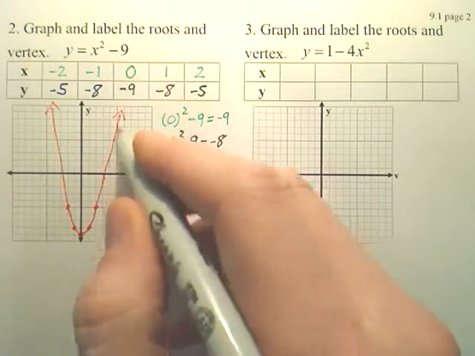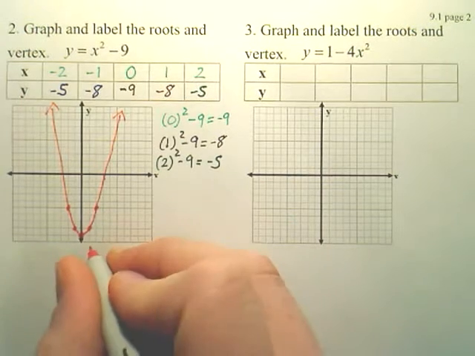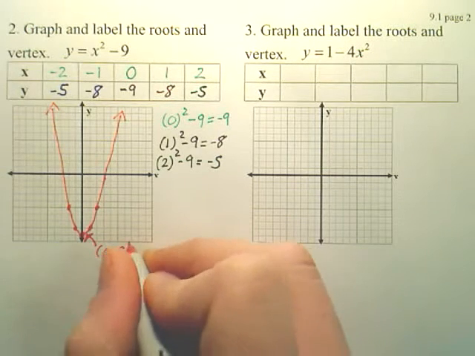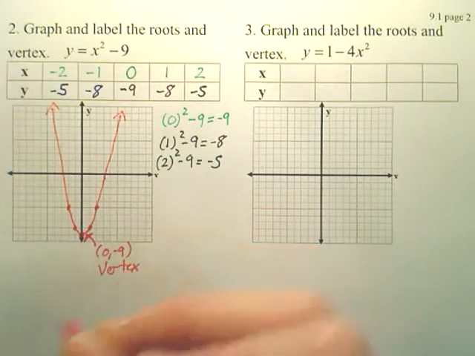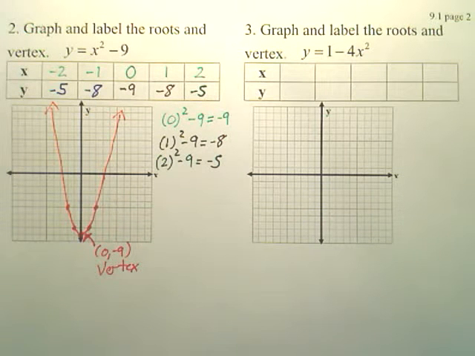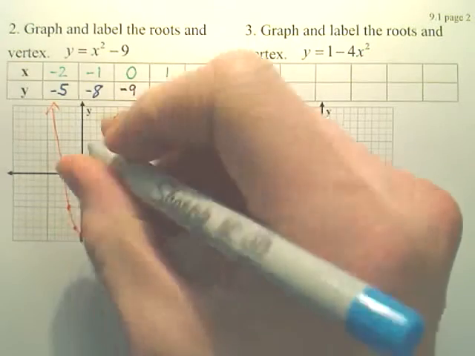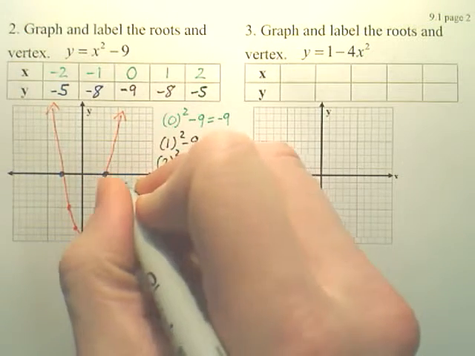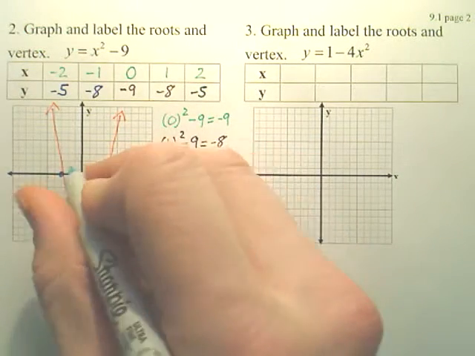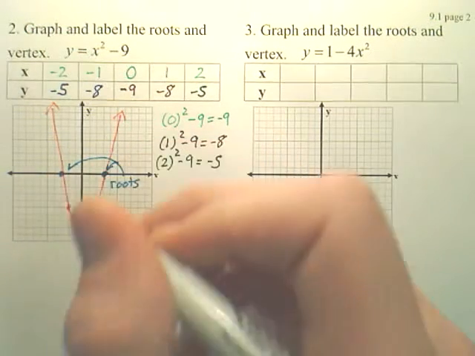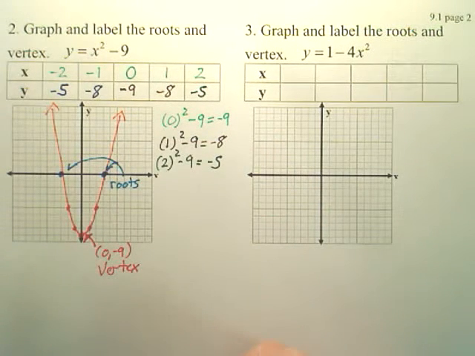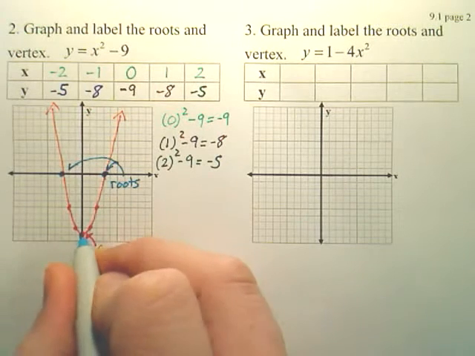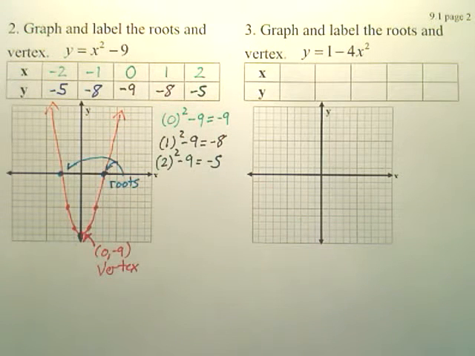Now, class, this is a parabola. This coordinate right here is 0, -9. It's called your vertex. These points right here, where it crosses the x-axis, are called your roots. Also called your x-intercepts. They're called your roots. This is called your vertex. Vertex, roots. That is a graph of a parabola.